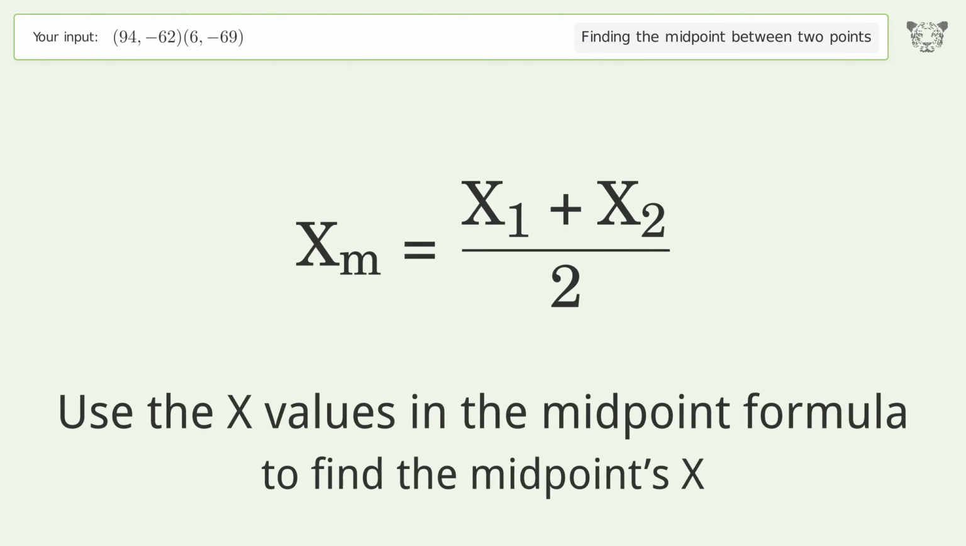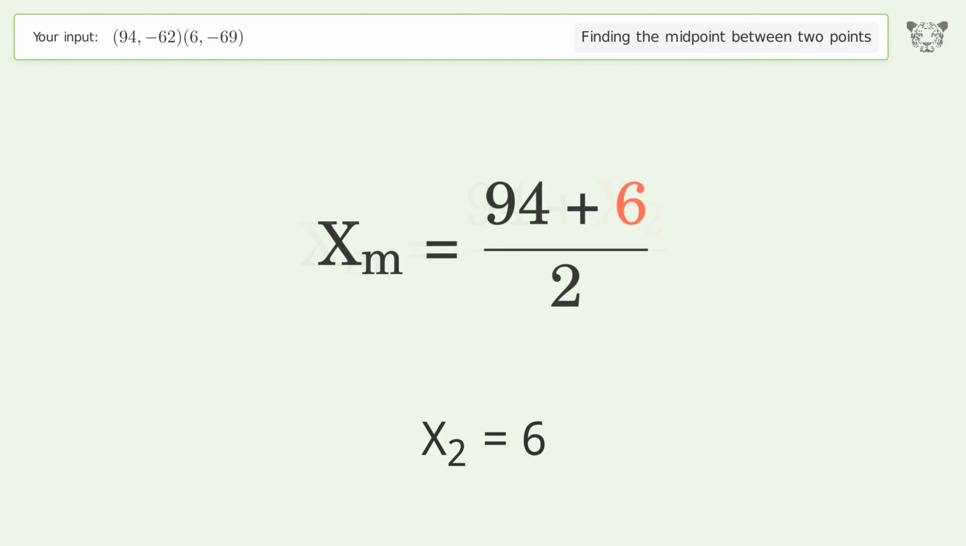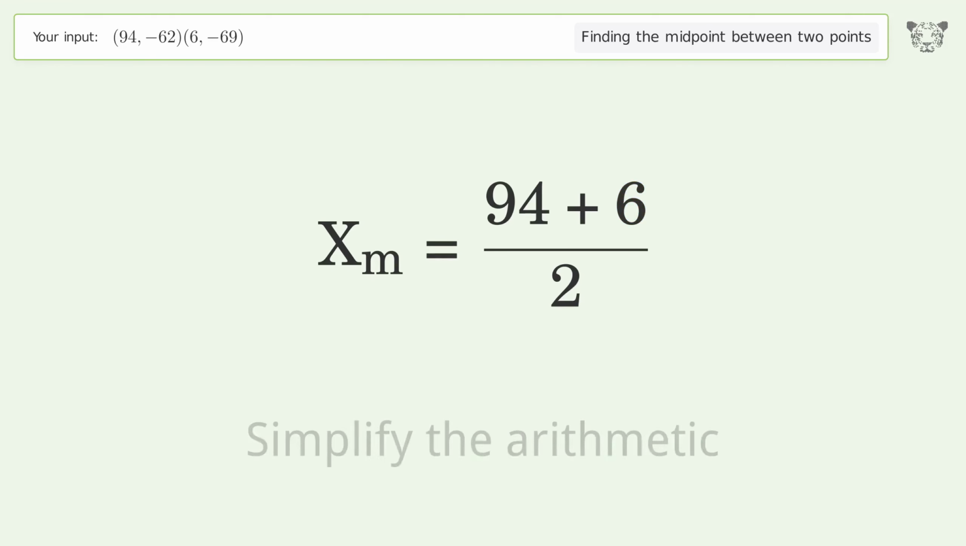Use the x values in the midpoint formula to find the midpoint's x. x1 equals 94. x2 equals 6. Simplify the arithmetic.